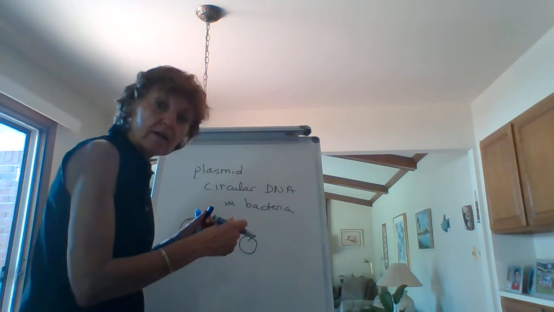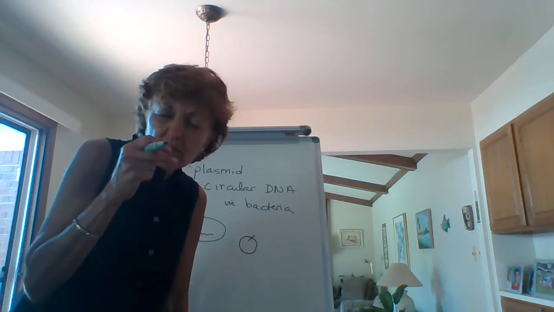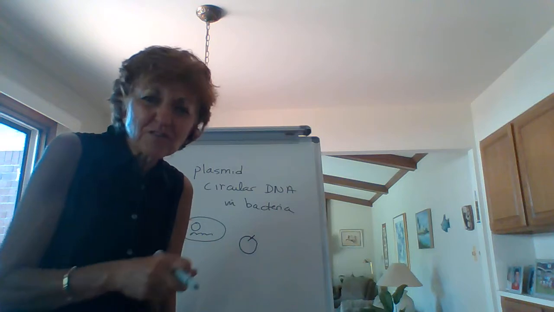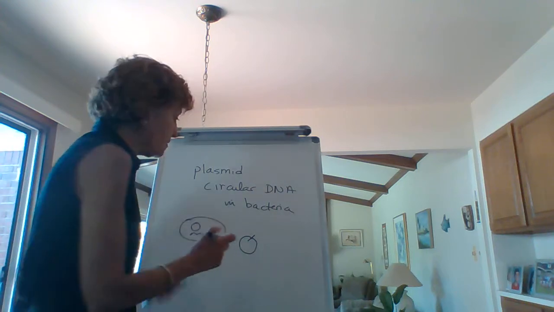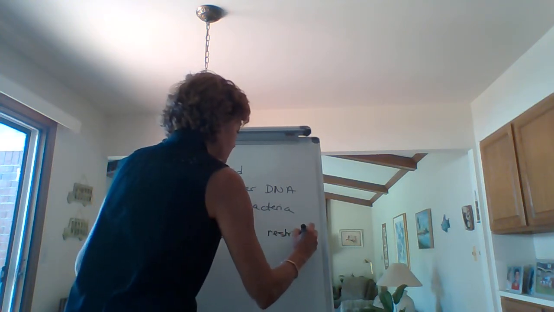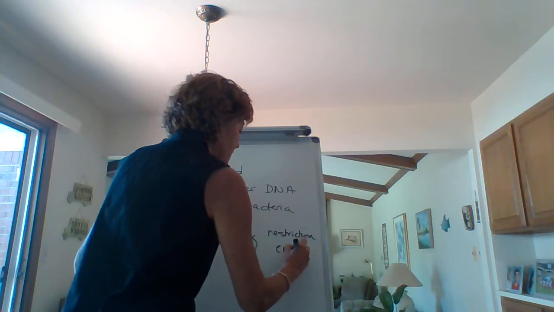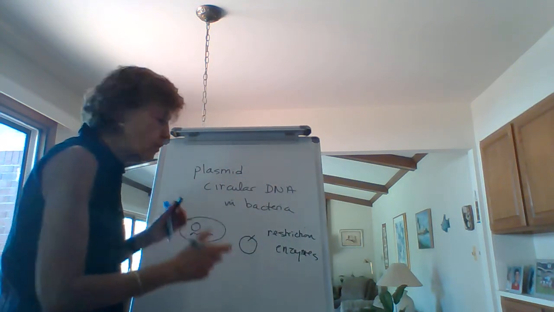And how do you cut it? I remember once when I was teaching this, a student in my class said, do we have teeny tiny scissors that cut it? No, we use things called restriction enzymes to cut the plasmid. So restriction enzymes. And these restriction enzymes cut the plasmid in specific known locations.